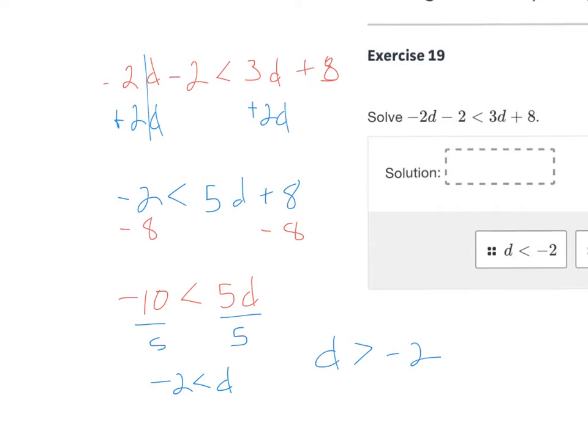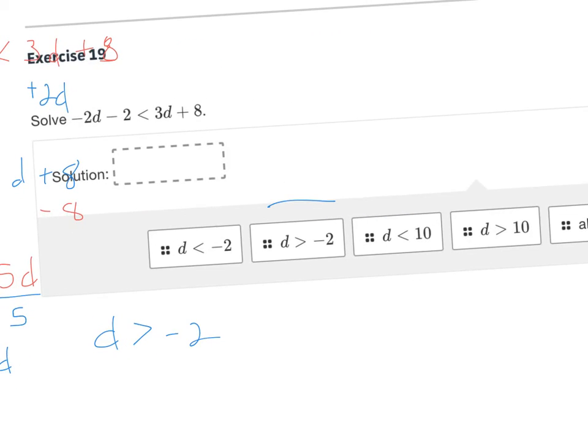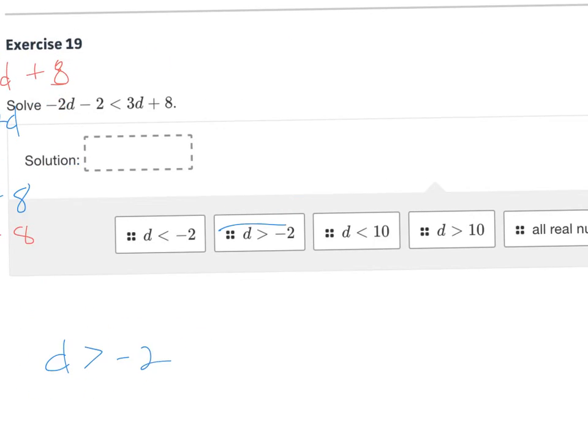So d is greater than negative 2 is, let's see, where is it? D is greater than negative 2 would be the second one. So that one. Alright, let's look at the second one.